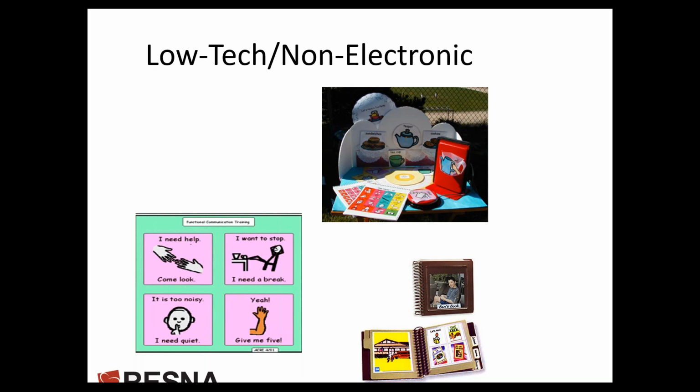In this slide here, you can see 4 different types. So you've got a communication book with pictures and symbols. You have an I-transfer system or an E-tran. You have a visual support for behavior, and you have an aided language stimulation activity. So a lot of different things that you can do with low and no tech.